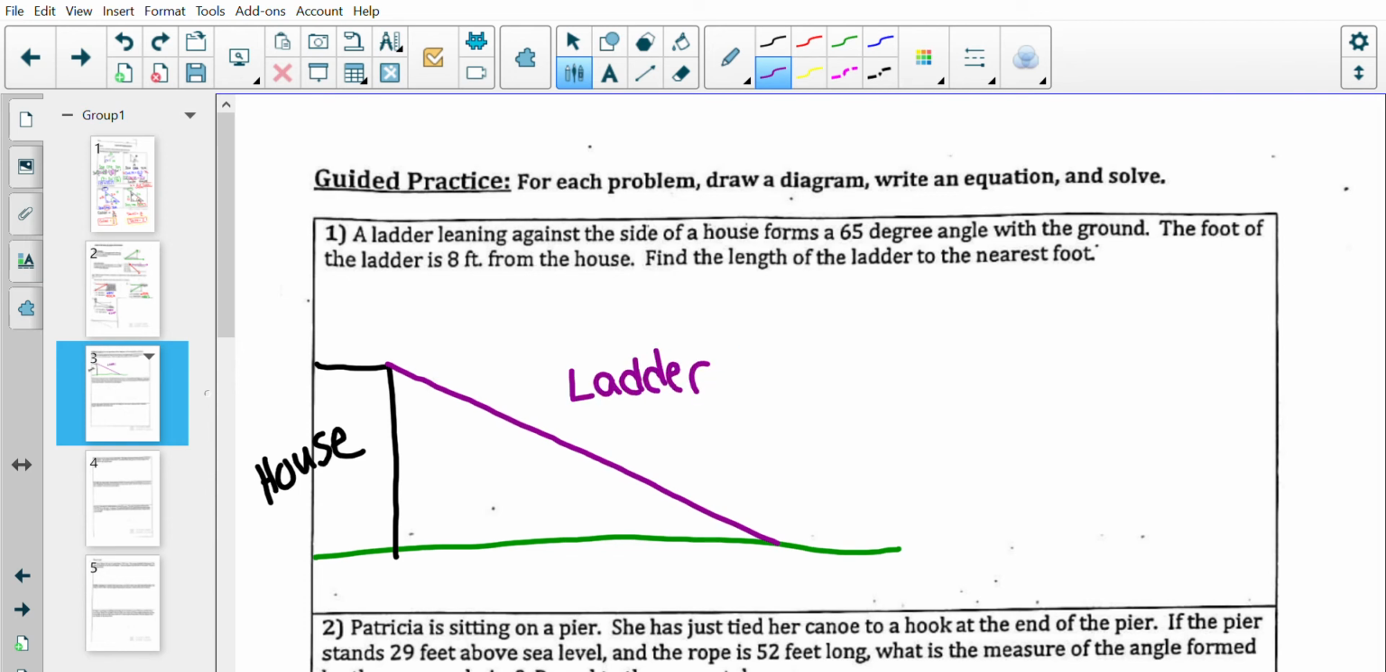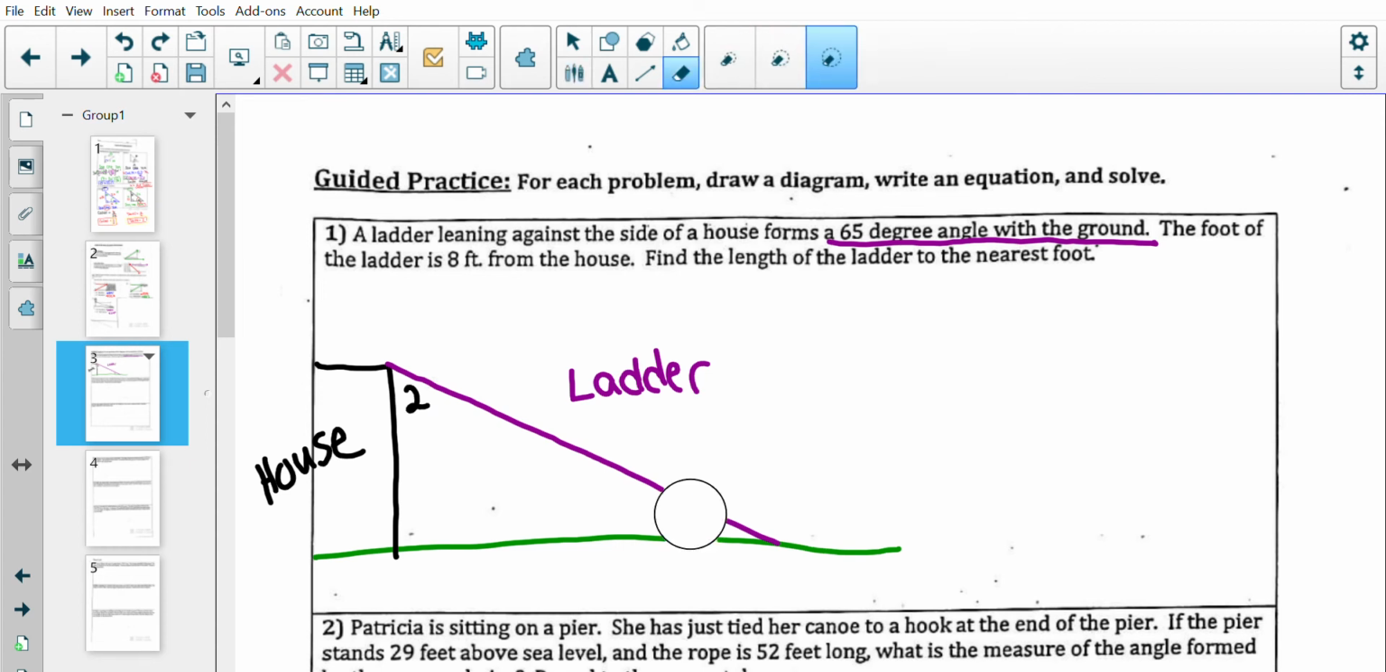It says a ladder leaning against the side of the house forms a 65-degree angle with the ground. So where is this angle going to be? Is my angle going to be angle 1 or angle 2? Well, I'm going to say angle 1. There is my 65-degree angle with the ground. The reason it's angle 1 is because this is where the ladder and the ground meet. Angle 2 would be the angle where the ladder and the house meet. And we don't want that. We want the ladder and the ground.